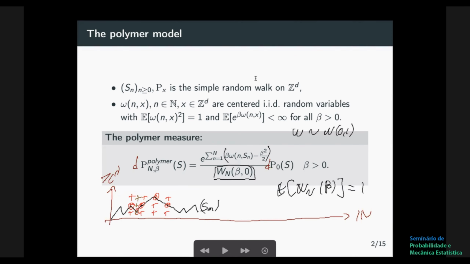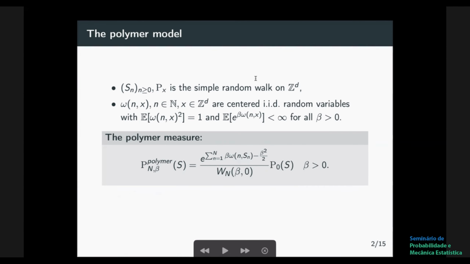All right. So, a good reference for this object is the lecture notes by Francis Comet, which give a very complete overview of many results about this model. Maybe I didn't mention, but we have this parameter beta as well, which tunes the strength of the environment. So the higher the beta, the more the polymer measure will be attracted to high values of omega and repelled by lower values. So that's kind of an intensity parameter for the environment.